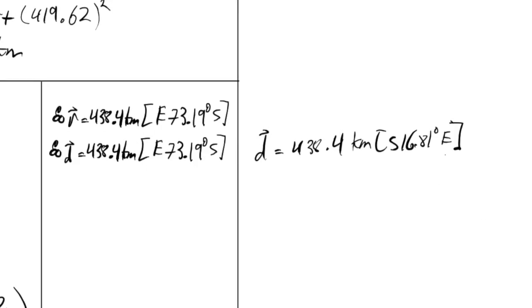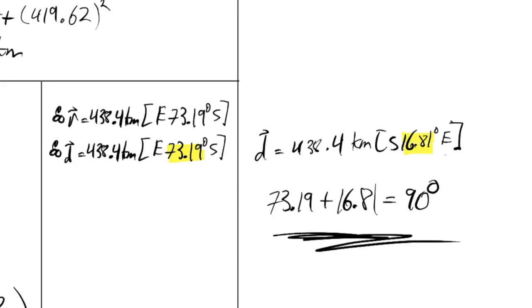Okay, so now, you might be saying, but the directions are different. No, they are not. One is measured from the east line perspective, and this one was measured from the south line perspective. And those two angles are the complement to each other. 73.19 plus 16.81 equals exactly 90 degrees. So there you go.